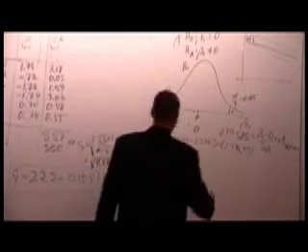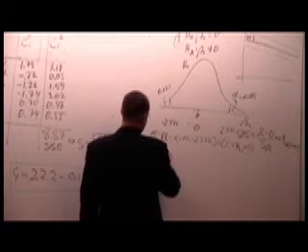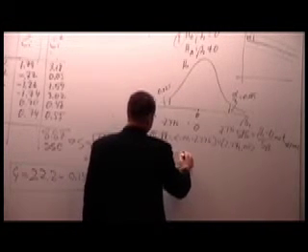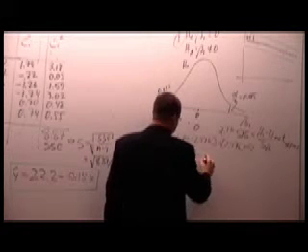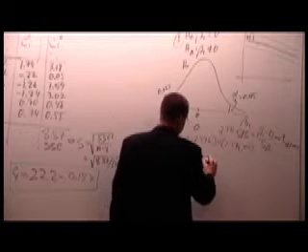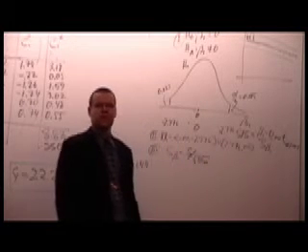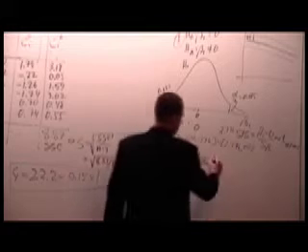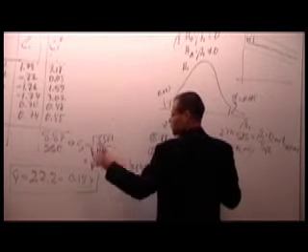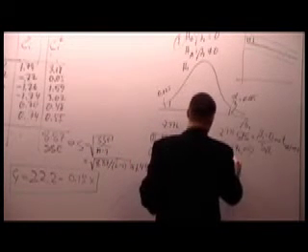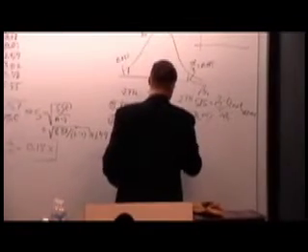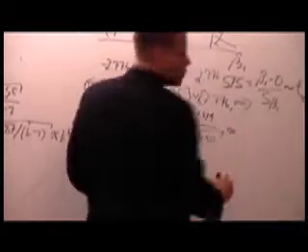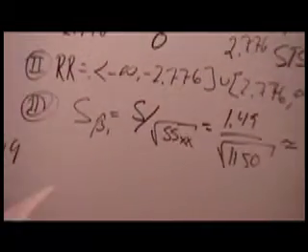Now we're going to do something very similar. We are going to say, and this is derivable, but we're not going to derive it, it's not root n, it's the root of the sum of squares of the x's. So we've got 1.49 over square root 1150, which it turns out is approximately 0.0439.